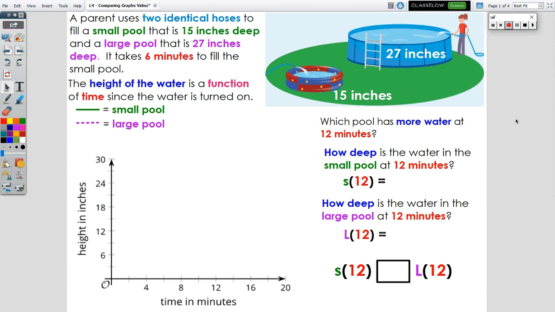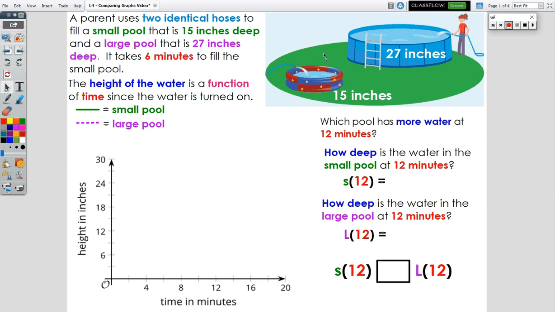We're going to compare the values of two different functions on the same graph. So in this situation, a parent uses two identical hoses to fill up a small pool that is 15 inches deep, this one right here, and a large pool that's 27 inches deep, this pool right here. It says it takes 6 minutes to fill up the small pool, and the height of the water is a function of time since the water was turned on.